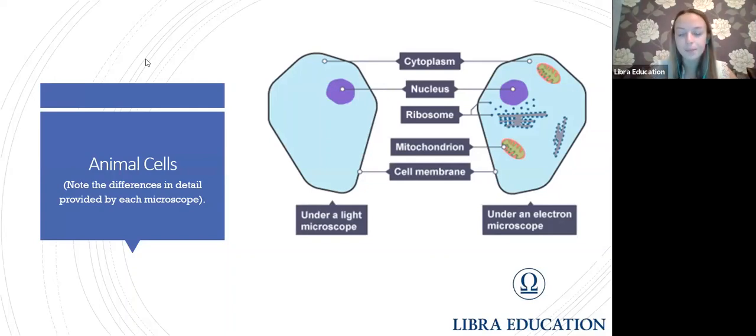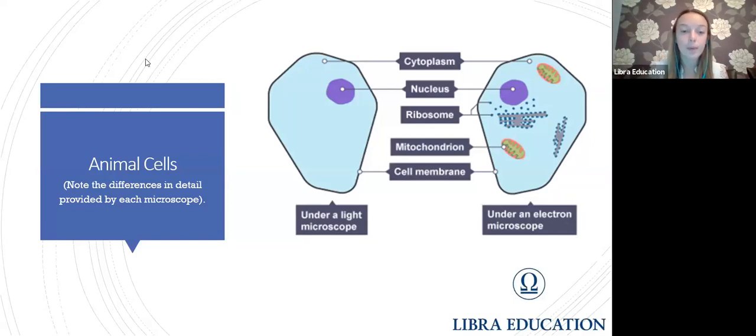So we can see here that an animal cell consists of cytoplasm, the nucleus, ribosomes, the mitochondrium, and cell membrane. Now with a light microscope, we can only obviously see the cell membrane and the nucleus. The cytoplasm is something we can assume is there, we don't actually have to see it. And in the electron microscope, we can see all of the aforementioned organelles.